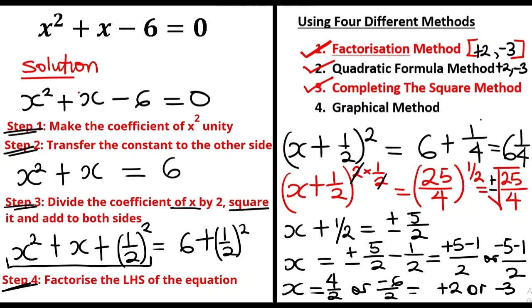Final answer. It is so glaring that it is the same thing we got when we used the factorization method, plus 2 and minus 3, and when we used the quadratic formula, plus 2 and minus 3. This time, using the completing the square method, we still have plus 2 and minus 3, which is the same thing. So the next method we're going to use is the graphical method. We're still going to check if the answer is the same as what we've been getting so far.